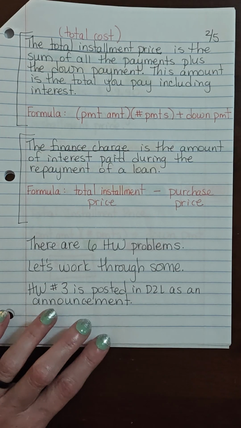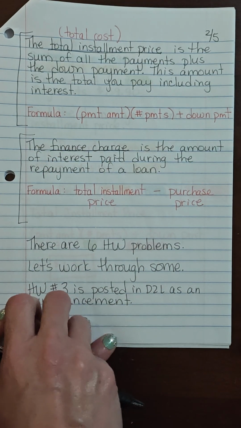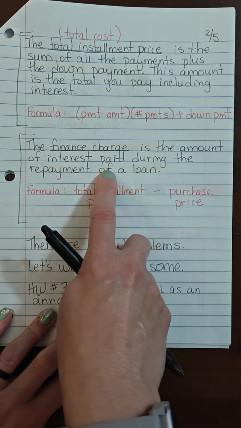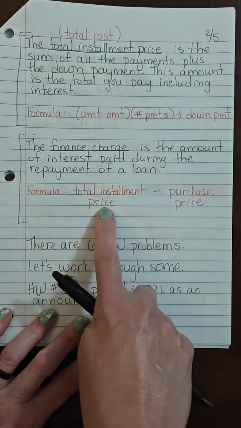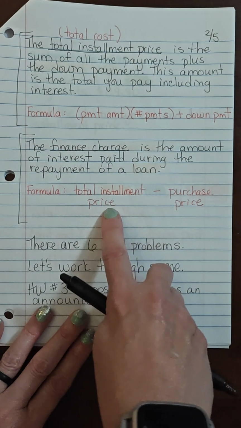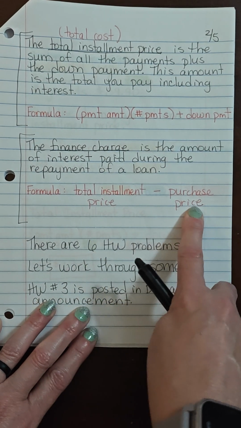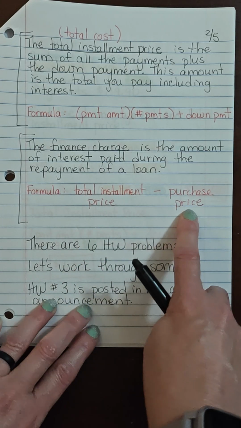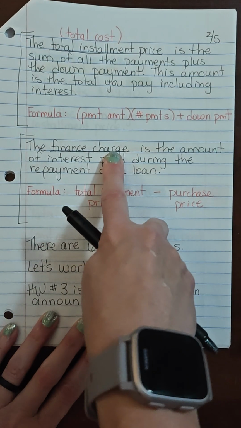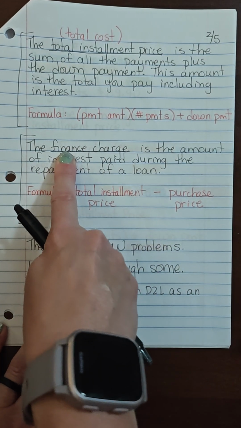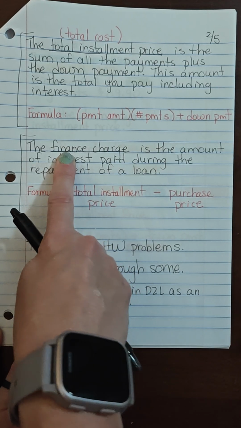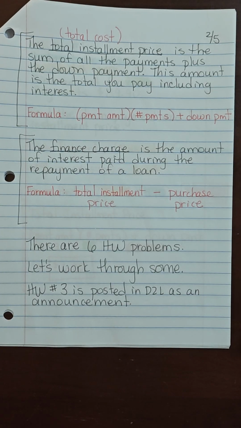The interest on something is also called the finance charge. So that's just another terminology for the amount of interest paid. The formula for that is going to be this total installment price minus whatever that purchase price was. So it's how much you actually paid versus how much it cost. The difference in that is going to be your interest, which they call the finance charge because it's what you were charged in order to finance something. Usually to finance something means to take out a loan for repayment purposes.